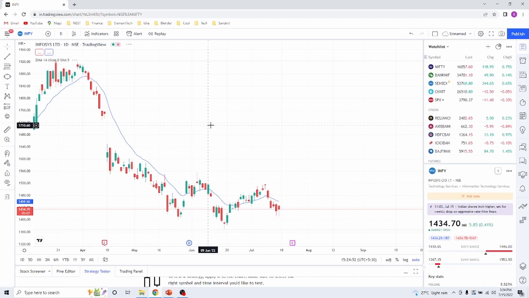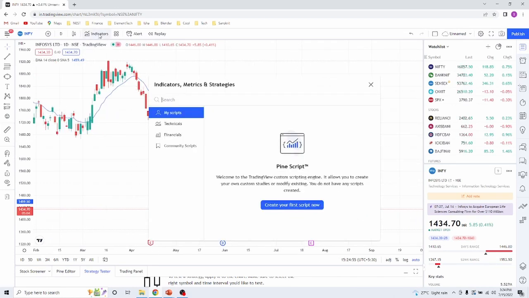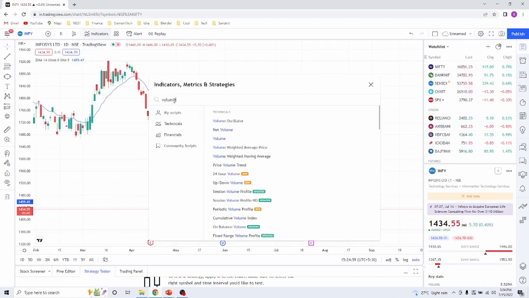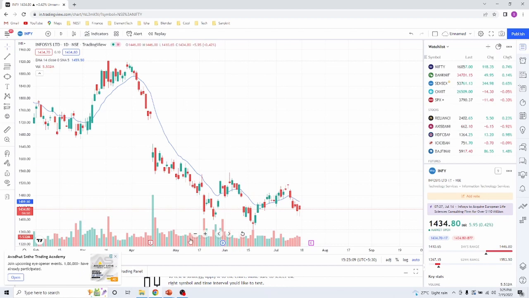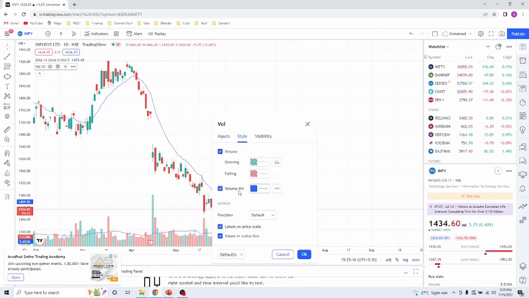Infosys Limited stock, NSE. Okay, and let me go to our indicators. Let me search for volume. So just volume, right? Nothing else. So I went to this indicator button. I clicked it. I searched for volume. I got this volume. I just clicked on it. And let me come here. Right click. I will go to the settings of the volume. And in the style, I will say that show me the moving average of the volume also.